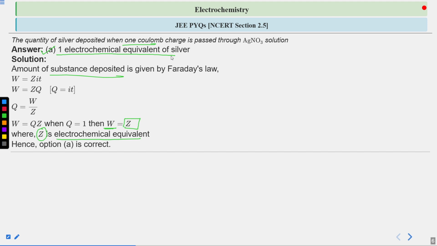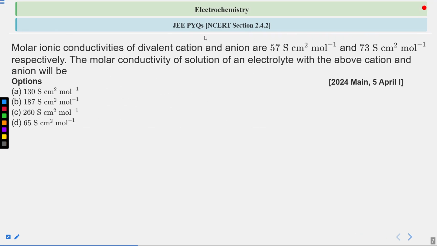Okay, so let's move to our next question. This is a JEE PYQ, and it covers the NCERT section 2.4.2 in the chapter Electrochemistry.